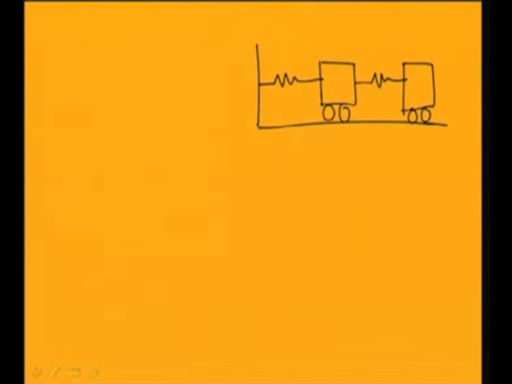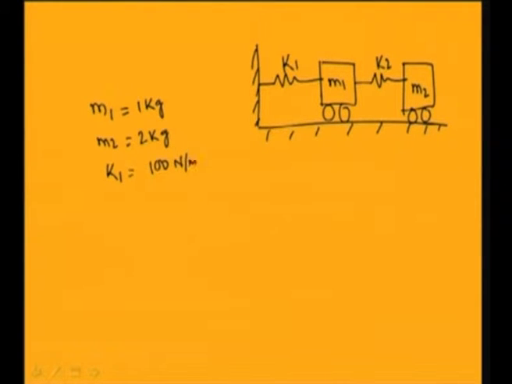This is spring K1, this is spring K2, and this is M1, this is M2, and my aim is to find the principal coordinate system of this system. Here let M1 equal 1 kg, M2 equal 2 kg, K1 equal to 100 Newton per meter and K2 equal to 50 Newton per meter. By taking these physical parameters, let us derive the equation of motion and find the principal coordinates of the system.